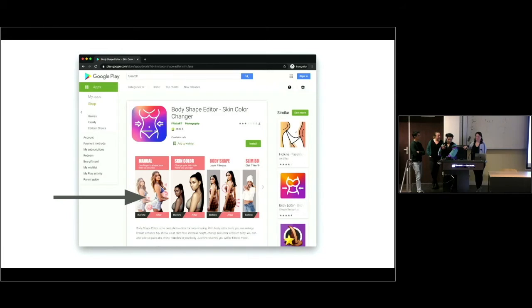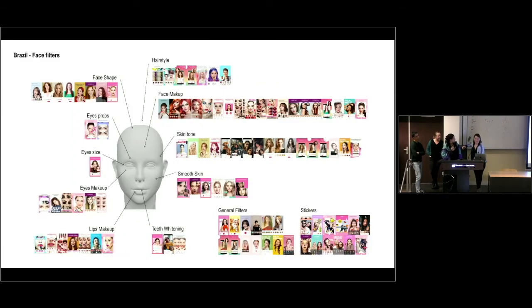Our group was looking at the face, and we looked at three different countries: Brazil, India, and the United States. What we found was that when it comes to face modifications, there were social differences. For example, in India and Brazil, skin toning was way more relevant than in the United States. Also, one of our findings was that most of these modifications were targeted at women.